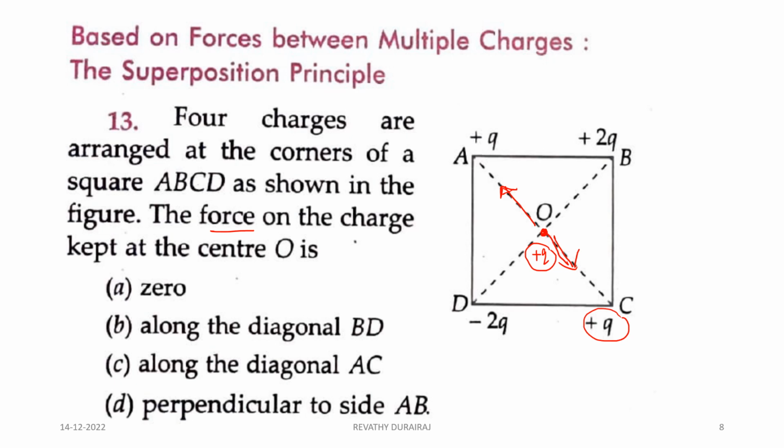And now the force on this point Q due to the charge at B, that is plus 2Q. This is also plus, so it will be acting towards this direction. And now the force on the charge at O due to minus 2Q, it's an attractive force, so it will also act in this direction. Which means the net force is acting towards D. So it is acting along the diagonal BD. This should be the answer.